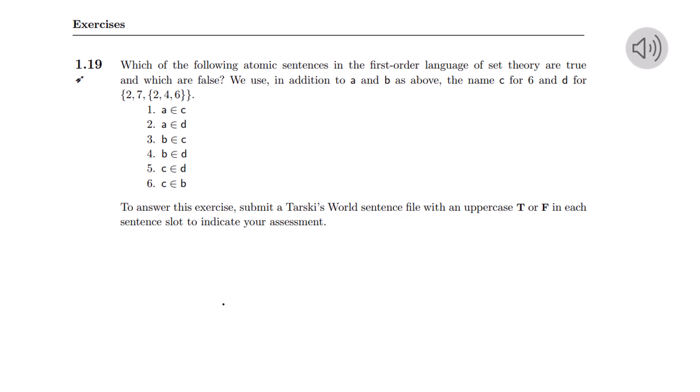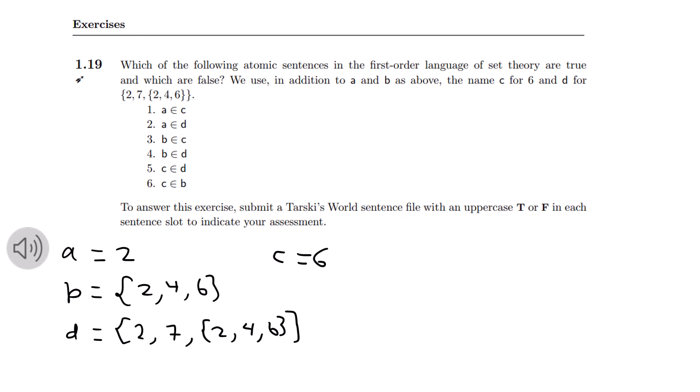Now, it doesn't say it here, but when it says above, it's referencing the textbook. And in this case, A is referencing the number 2, and B is referencing the set containing 2, 4, and 6. Okay, so just maybe written out here in a slightly odd notation that's not in first-order logic, but more in sort of the notation of naive set theory, we have the following. Again, A is 2, C is 6. B is a set with 3 elements, 2, 4, and 6.